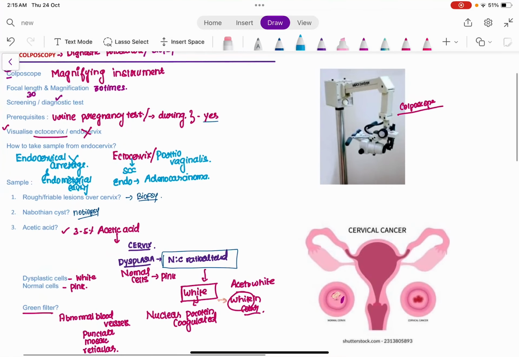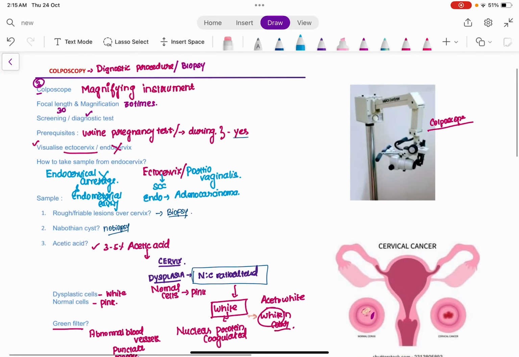Sure? Okay. So this is all about the colposcopy-guided biopsy, which is a diagnostic procedure, and based on this procedure, treatment can be done. So let's meet in the next module, where we'll be discussing the treatment procedure of cervical intraepithelial neoplasia, that is CIN.